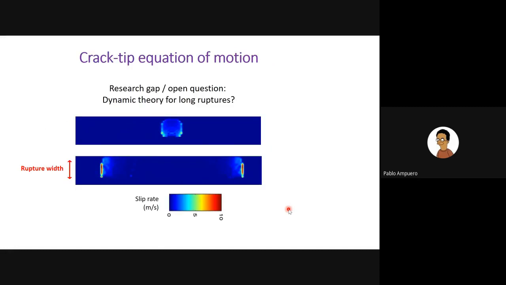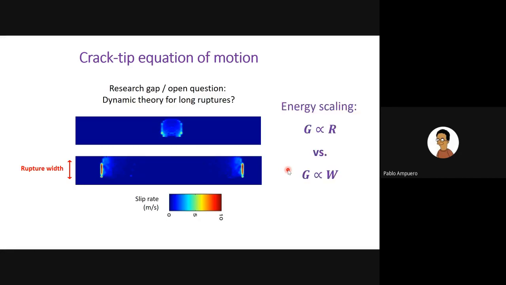But there's a research gap, and an open question is that theory applies well to circular ruptures, but what happens once the rupture becomes long and becomes a pulse? There was no theory available for that, and that's what we set up to develop in our work with Hui Wang.